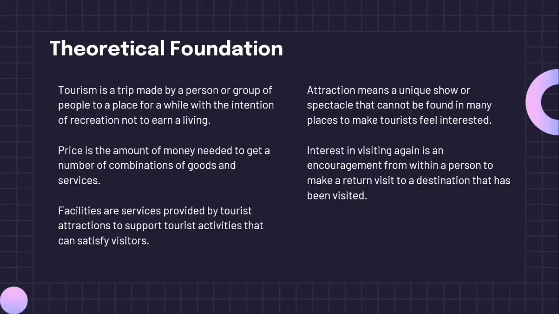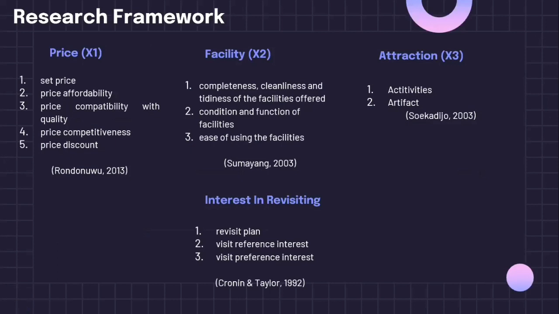Theoretical foundation. Tourism is a trip made by a person or group of people to a place for a while with the intention of recreation, not to earn a living. Price is the amount of money needed to get a number of combinations of goods and services. Facilities are services provided by tourist attractions to support tourist activities that can satisfy visitors. Attractions means a unique show or spectacle that cannot be found in many places to make tourists feel interested. Interest in visiting again is an encouragement from within a person to make a return visit to a destination that has been visited.